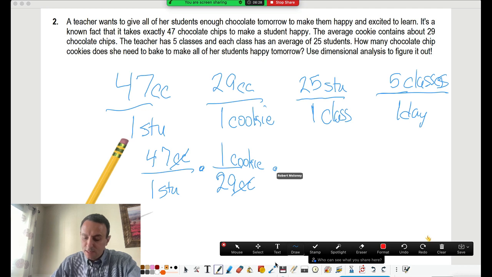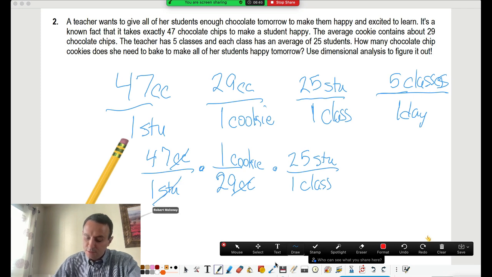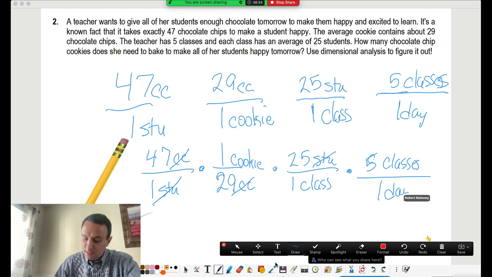And then now we want to cancel out students. So we have 25 students over one class. Okay, so that lets me cancel out students. And then finally, we're going to finish out how many classes I have in a day. So this student teacher has 5 classes over one day. And that lets me cancel everything out, and I'm left with cookies per day. And that's exactly what I want.